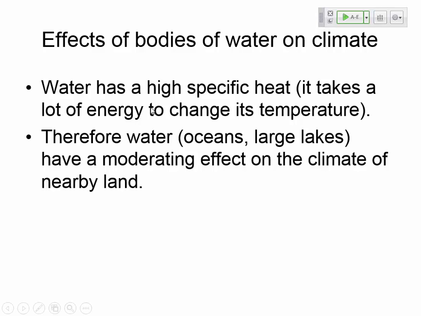And so this means it has a very strong effect on climate, because hot water holds a very large amount of heat. So the proximity of water, whether it's oceans or large lakes, tends to have a very moderating effect on the climate of the nearby land. And again, this is something that we experience directly. We're right next to the ocean, which has a moderating effect on our mild climate.